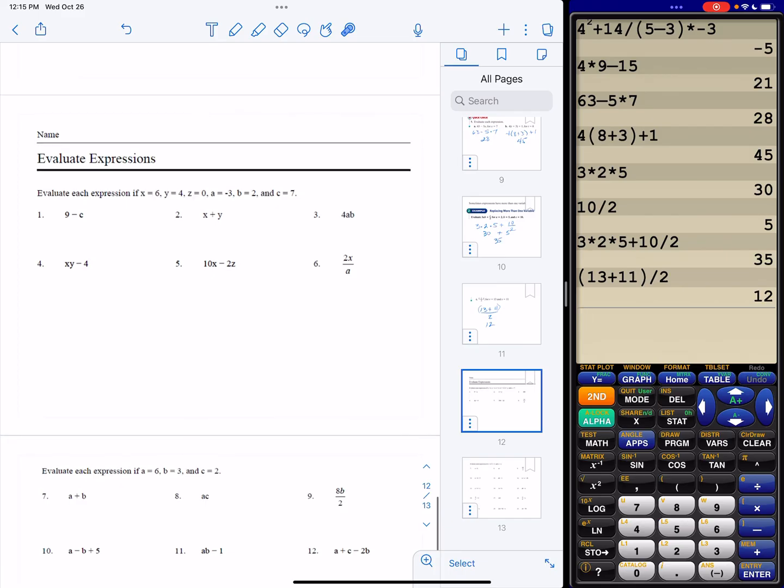So if we were to do an example, we're going to look at number 3. Number 3 says 4AB. Well, I know that really means 4 times whatever A is times whatever B is. So underneath that problem, you're going to write 4 times, and you're going to look up at the top and see what A is. A is going to be -3, and B is going to be 2. So then you're going to go to your calculator, 4 times -3 times 2, enter, and then you're going to put that answer right underneath it. And that's what I'll expect on each one of these questions.